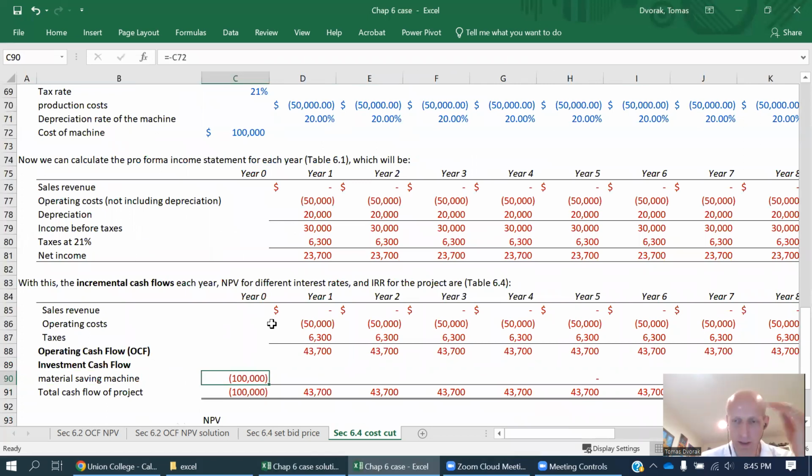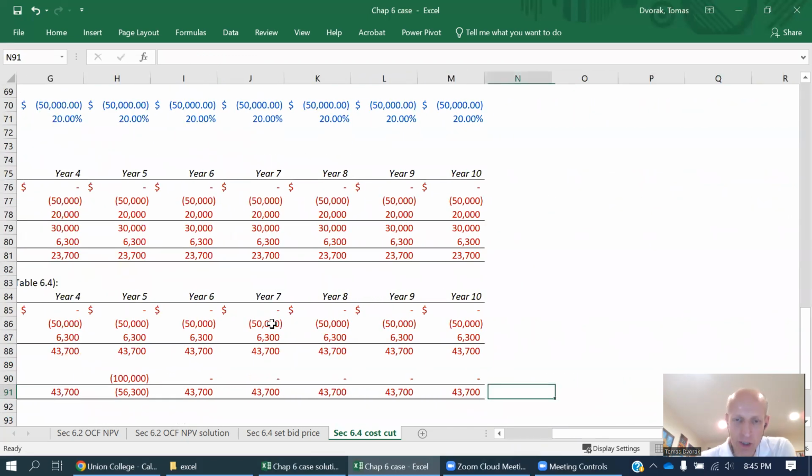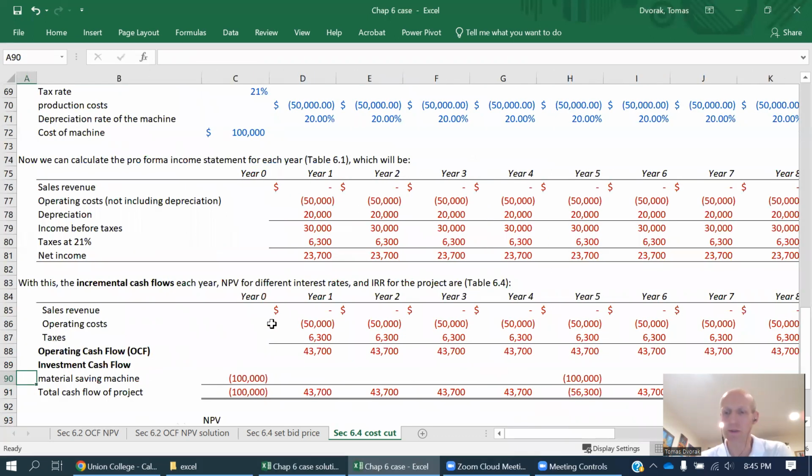We pay 100K in year 0, and then we pay again minus 100,000 at the end of year 5. And then that machine again dies in year 10. So instead of having a 200K 10-year machine, we have 200K 5-year machines.